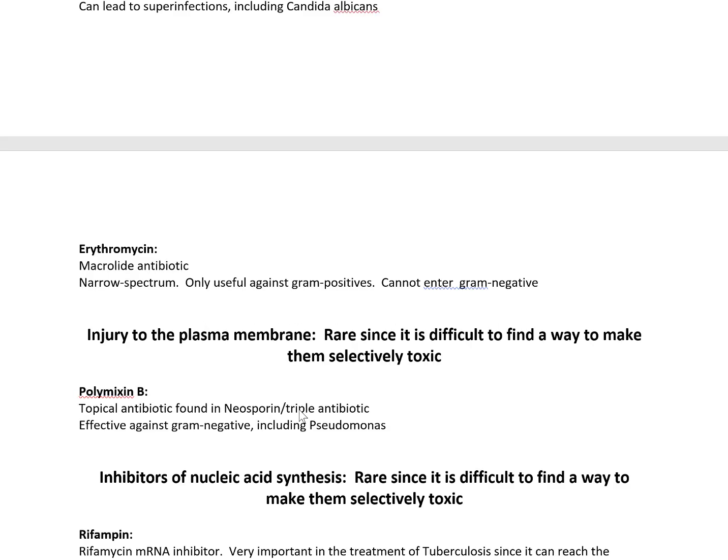Last one in this group is erythromycin. It's called a macrolide antibiotic, just because of the ring in the center. Don't worry about that. Erythromycin is interesting, though. It is narrow spectrum. It can't get inside gram-negatives, so it's only going to be used against gram-positives. So why will we use this one? This is one that they give to kids sometimes because they can make it taste pretty good, compared to penicillin or other things. So that would be a time that it might be used. They are working on newer generation macrolide antibiotics. So let's hope we can add to this list in the future.